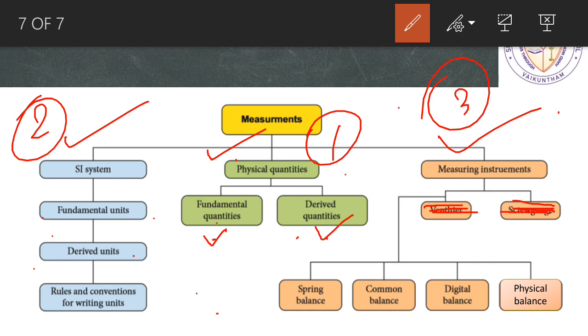So how exactly they are connected, you can see through this mapping. So here comes an end to the first unit, that is measurement. I hope you followed all the video lectures, and it was of some help to you. So after going through all the videos, just go back to your textbook and have a thorough reading and solve all the exercises.